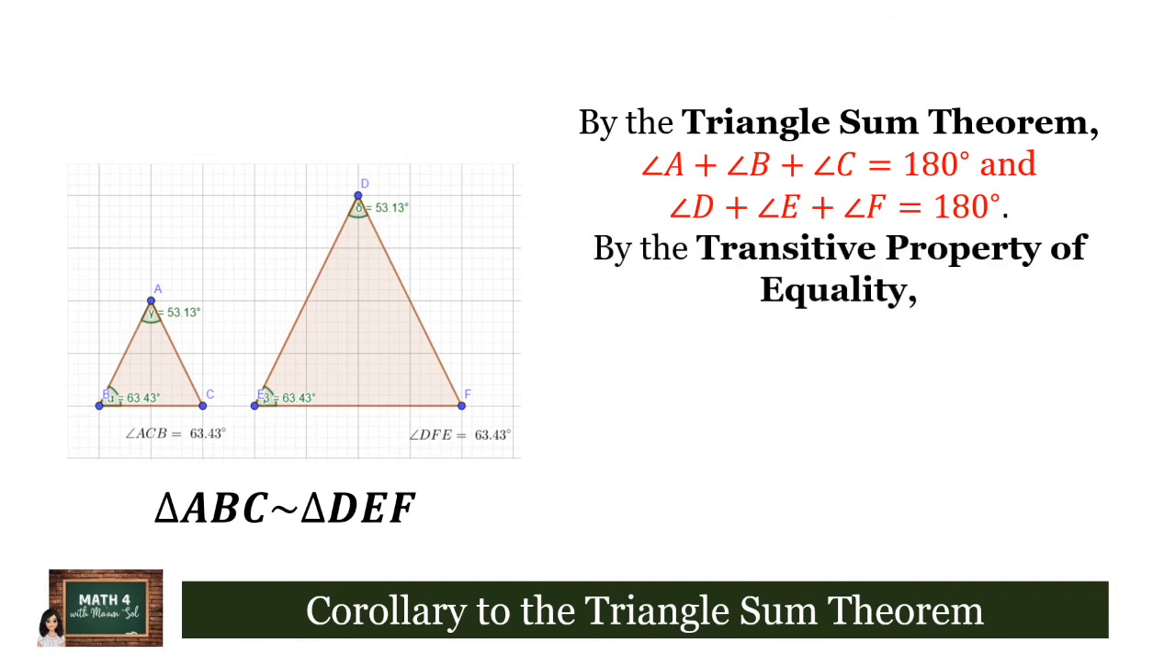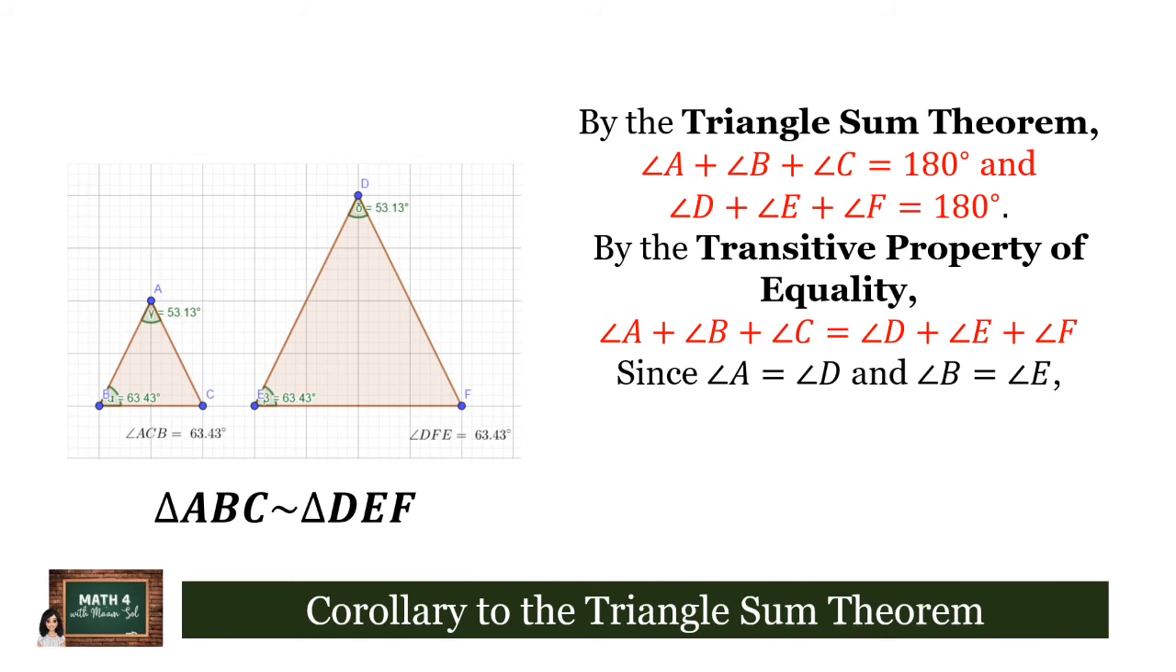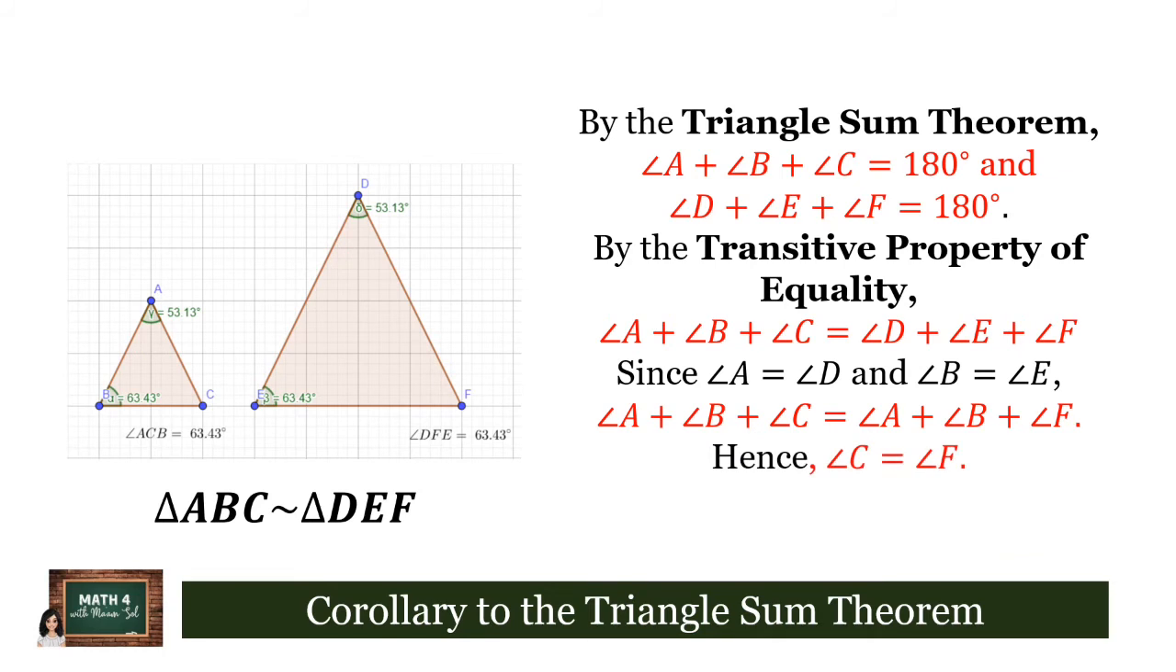By the transitive property of equality, since they are both equal to 180 degrees, we can equate angle A plus angle B plus angle C equals angle D plus angle E plus angle F. Since angle A is equal to angle D and angle B is equal to angle E, we can replace now with angle A plus angle B plus angle C equals angle A plus angle B plus angle F. Hence, we can conclude that angle C is equal to angle F, or in terms of angles, we can say that angle C is congruent to angle F.